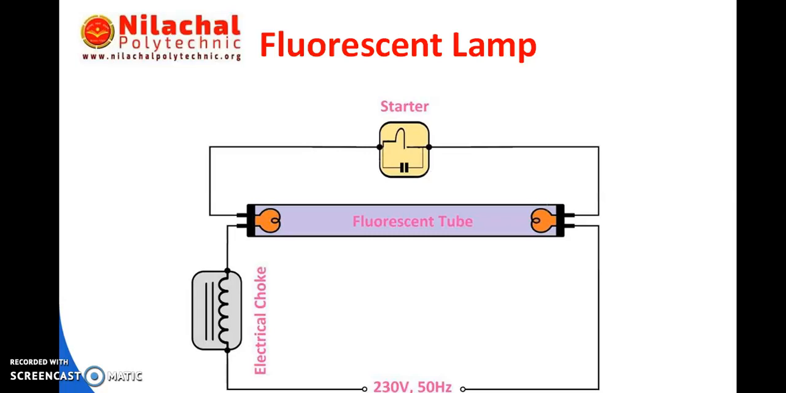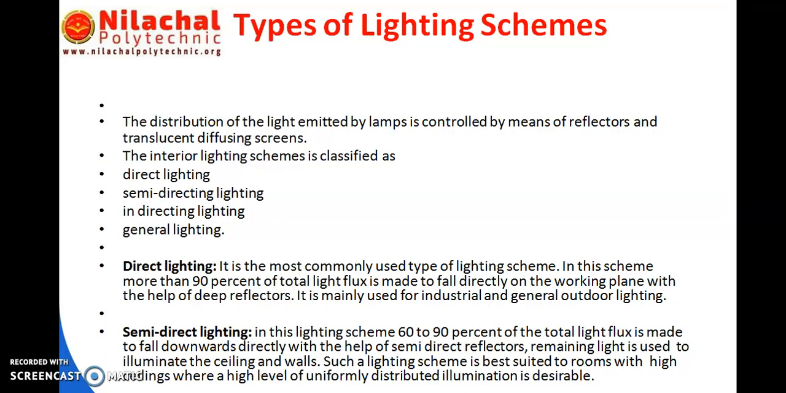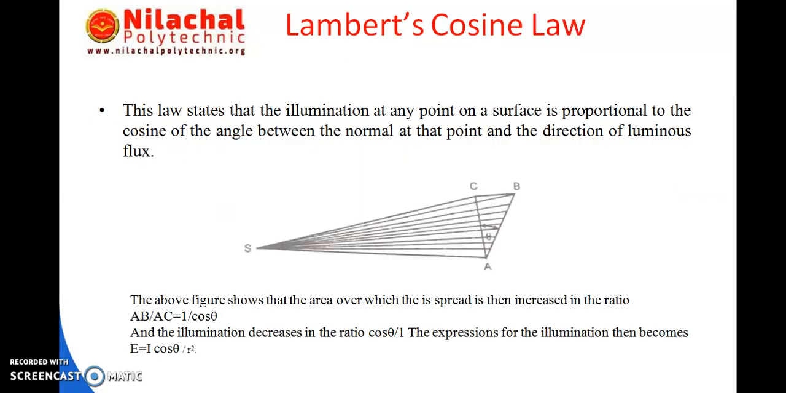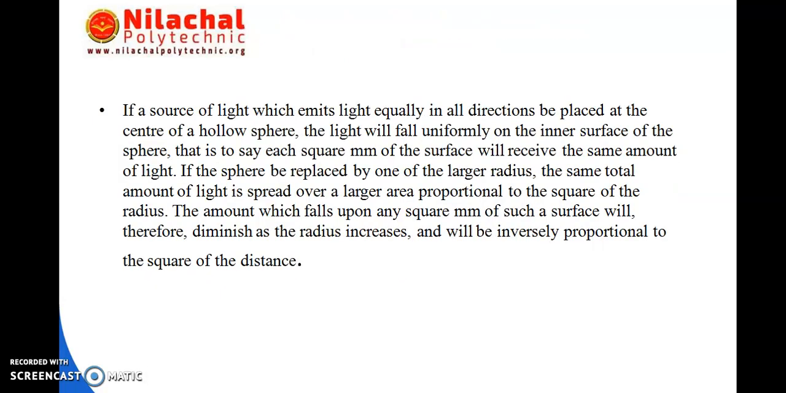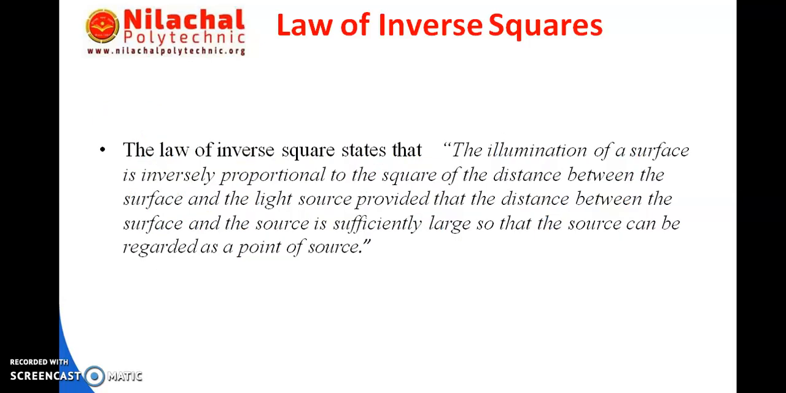These are 4 long questions, and we discussed already the polar curve and types of lighting: direct lighting, indirect lighting, semi-direct lighting, general lighting. This is also a long question, and up to this you will get all the types of questions for your semester examination, which is the types of lighting scheme. Another is the polar curve, which is an important long question, and Lambert's cosine law, and the law of inverse squares. This is also an important long question. So these are the different types of long questions you will get in your semester examinations.